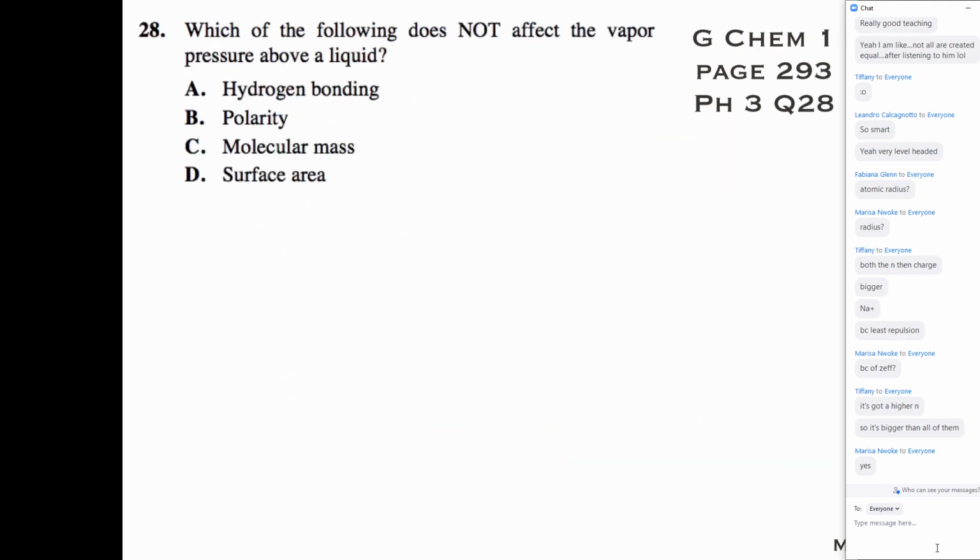Okay. Which of the following does not affect vapor pressure above a liquid? This is one of those brain teaser type questions more than anything. So what affects the vapor pressure? Let's define pressure first off. Pressure is force per area. Vapor is caused by evaporation. So I'm just going to toss those words up there: evaporation, force per area. Okay.